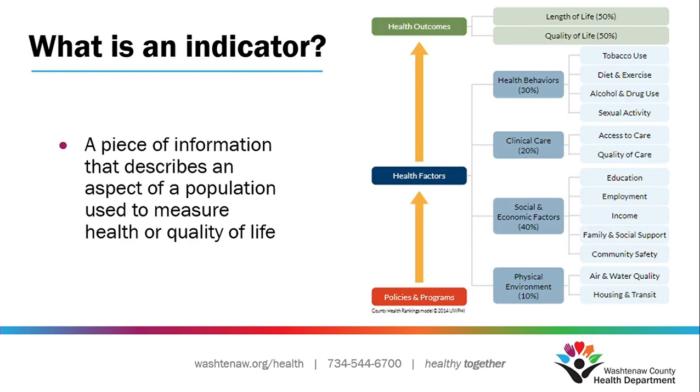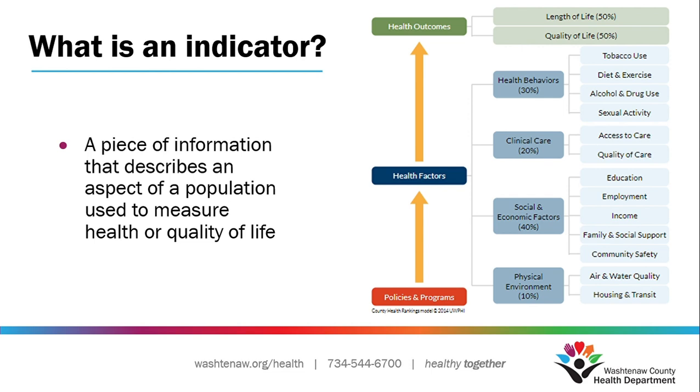So first, what is an indicator? This is a broad term for a piece of information that describes an aspect of a population and is used to measure health or quality of life. The graphic on the right-hand side of this slide comes from the county health rankings, and we wanted to highlight it here because it provides a nice illustration of different aspects of health that are incorporated into the site. This graphic has 3 main components that each flow into each other: policies and programs, health factors, and health outcomes.